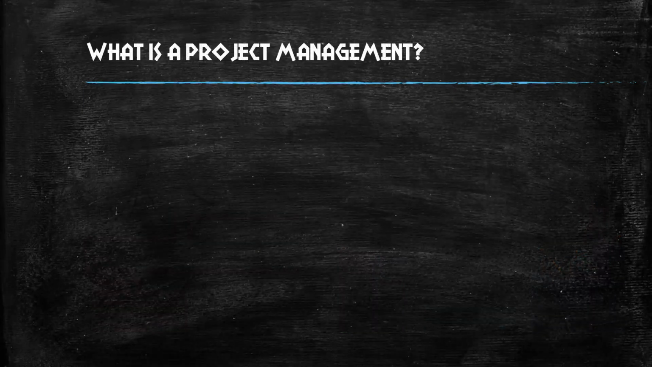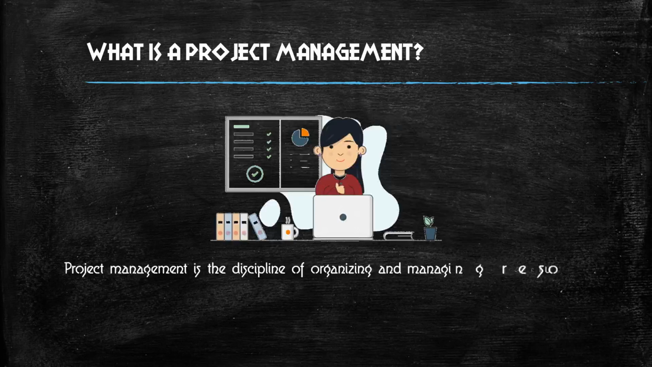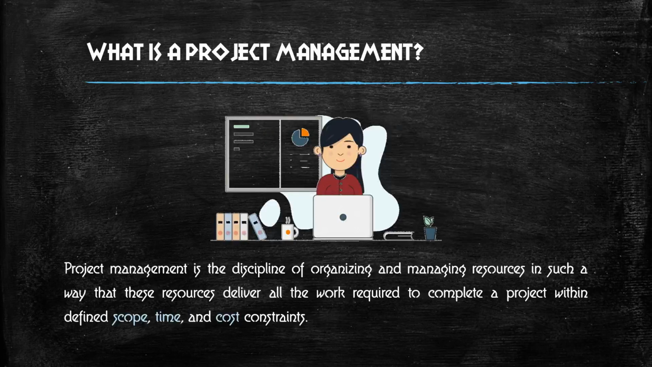What is project management? Project management is a discipline of organizing and managing resources in such a way that these resources deliver all the work required to complete a project within defined scope, time, and cost constraints. In simple terms, you manage everything so that things get completed within the scope, within the time, and within the cost.